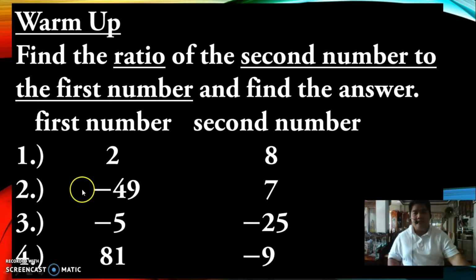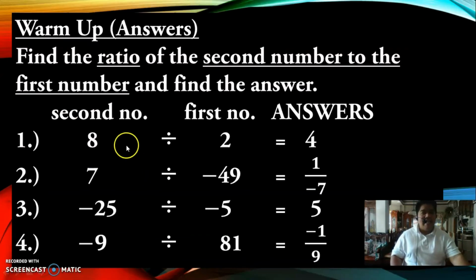Now, can you answer this question number 3? The first number is negative 5 and the second number is negative 25. Take note, second number divided by the first number. What could that be? How about number 4? The first number is 81 and the second number is negative 9. So, second number divided by the first number. What could that be?